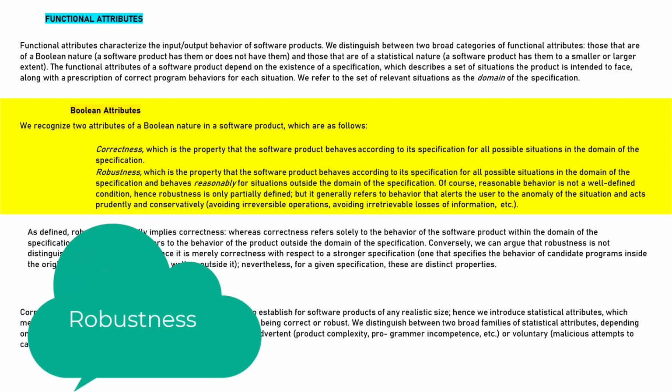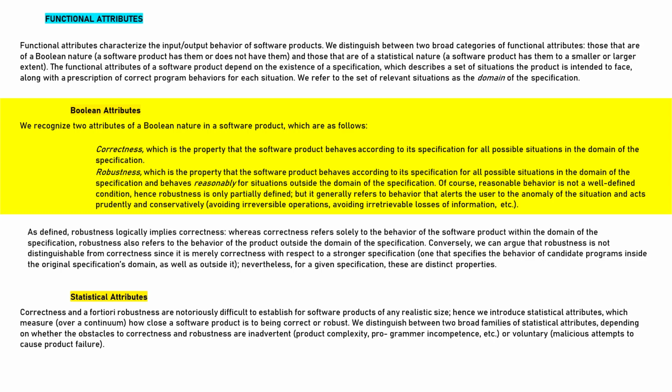Of course, reasonable behavior is not a well-defined condition, hence robustness is only partially defined, but it generally refers to behavior that alerts the user to the anomaly of the situation and acts prudently and conservatively, avoiding irreversible operations, avoiding irretrievable losses of information, etc.